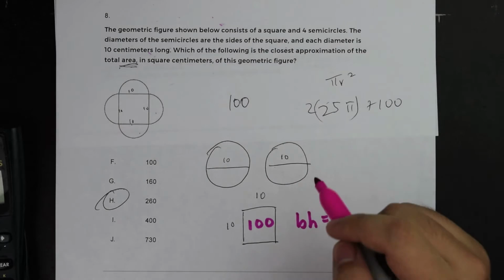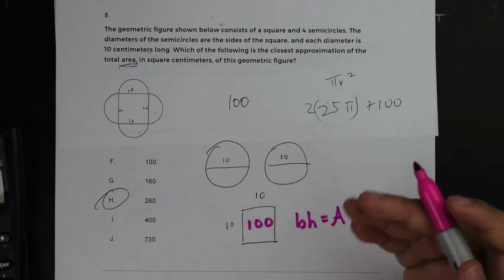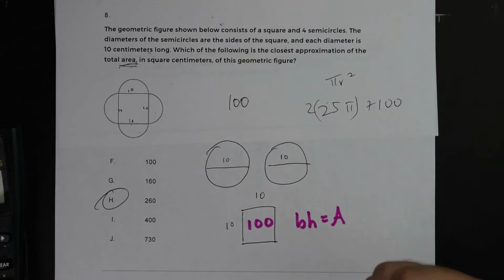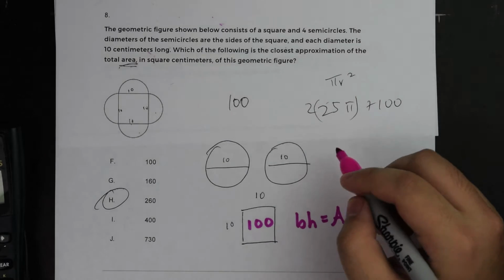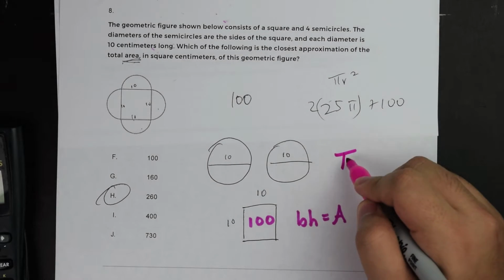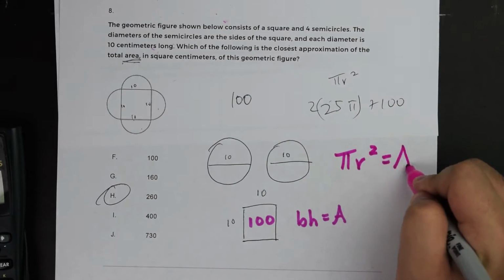When it comes to the circle, you could use the equation bank in the front, but as I mentioned before in other videos, it's important for you to memorize these equations so you can save time and not waste time flipping back and forth. You have to remember that the area for a circle is going to be pi r squared equals the area.